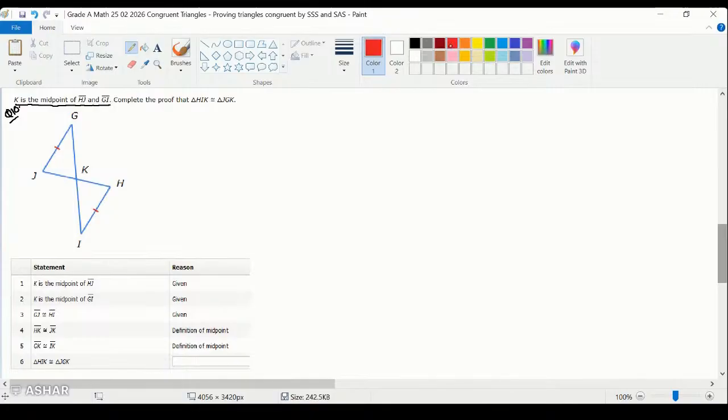So there is a line being formed that is GI. This is the midpoint, then this length and this length are the same. Okay, that is given over here, GK and IK. GK and IK are equal because of the midpoint. For the next part, we have, this is also a straight line, GKH. That means this length is equal because of the midpoint. So we can say HK equals JK because of the midpoint. It's already given to us.